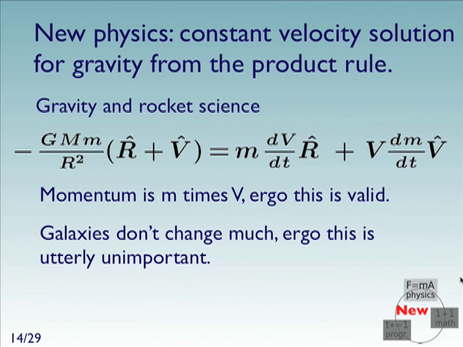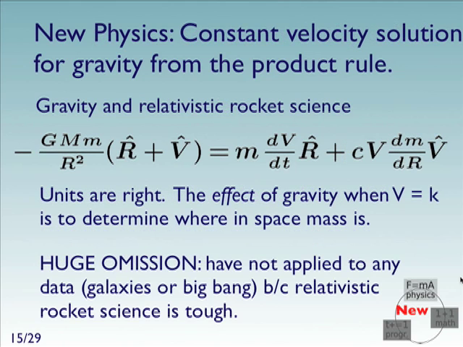Watch that v dm/dt v term closely. I put a dr in its place and then got the units right with the c. So what this is saying is that the effect of gravity when the velocity is constant is to determine where the mass is in space. And I think that's basically what goes on in a galaxy, particularly in the outer reaches of the galaxy, is that the velocity is now constant, but the mass is actually changing quite a bit.